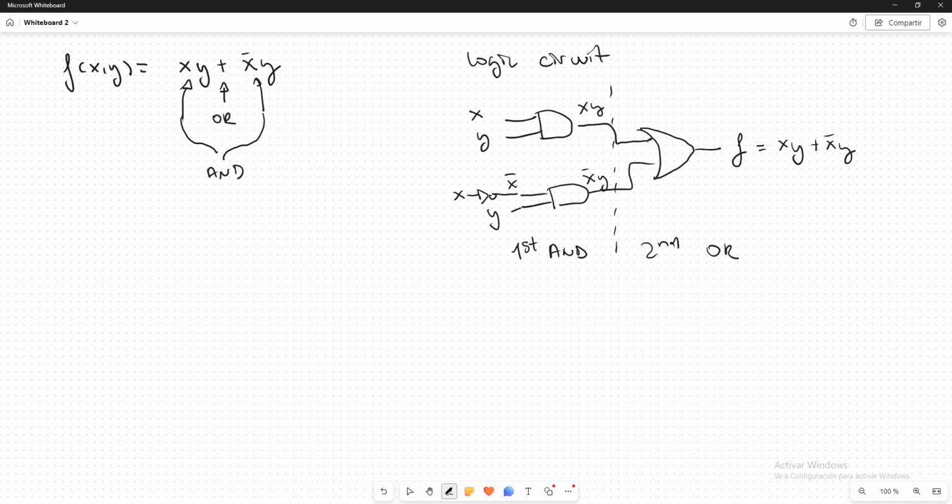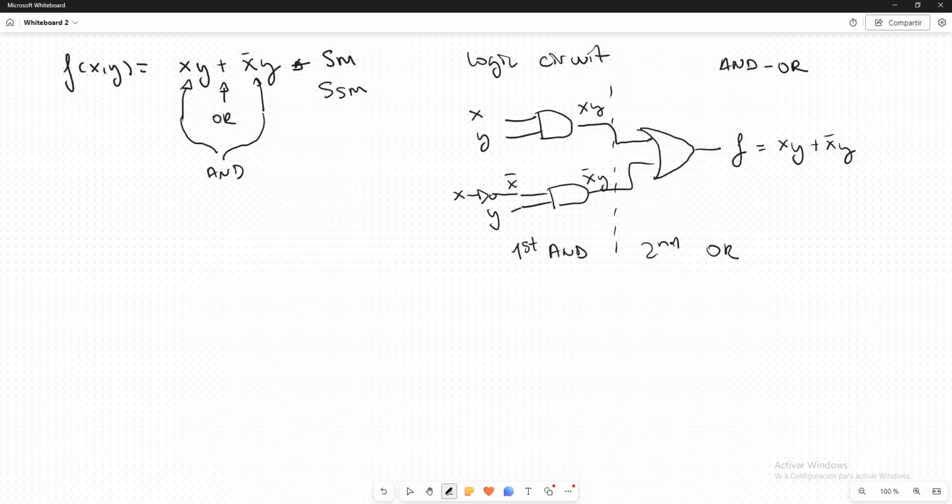Always, when we use the minimal sum or the strictly minimal sum, we are going to have this kind of circuit. It's going to be larger or smaller depending on the number of literals and implicants, but we are going to have always two levels. So if you have an exercise in which they tell you that you have to obtain an implementation with a logic circuit using two levels of AND and OR, they are telling you that you have to calculate the minimal sum.